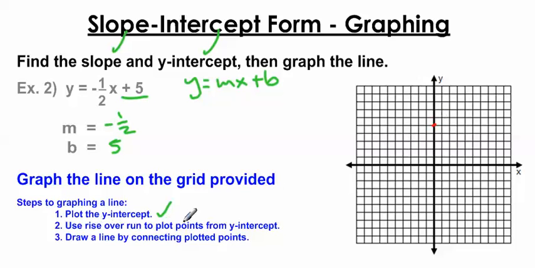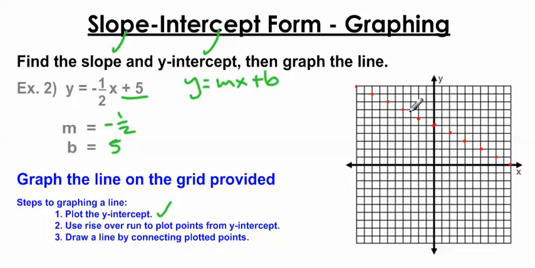Now use rise over run to plot the points from the y-intercept. This is a negative 1 rise over 2 run. So I'm going to go down 1 over 2. And I'm going to keep plotting these points. And you're going to see a line starting to form here. Now I'm going to go the opposite direction. Up 1, back 2, up 1, back 2.